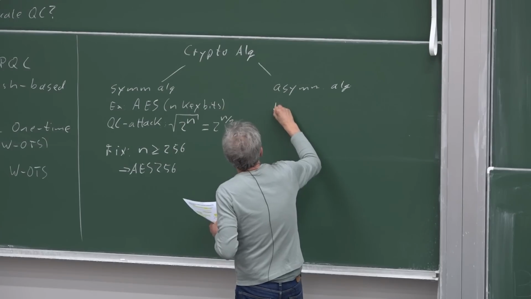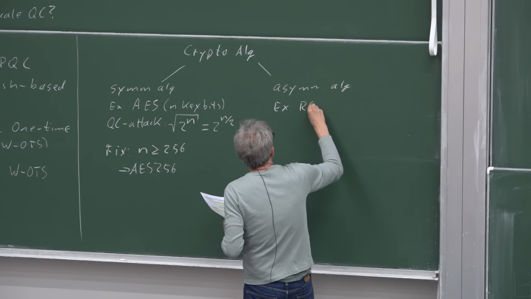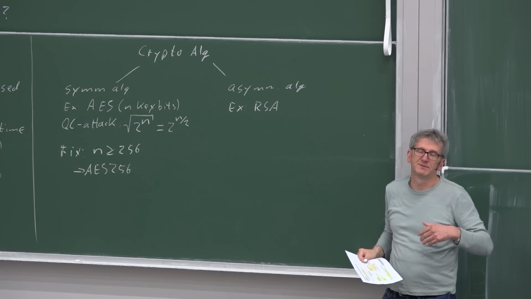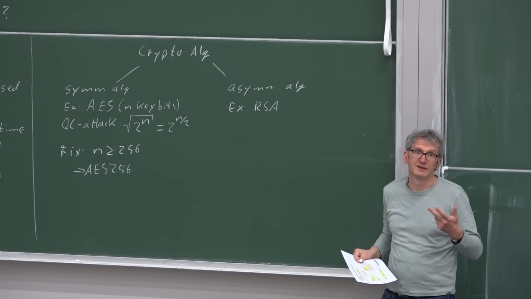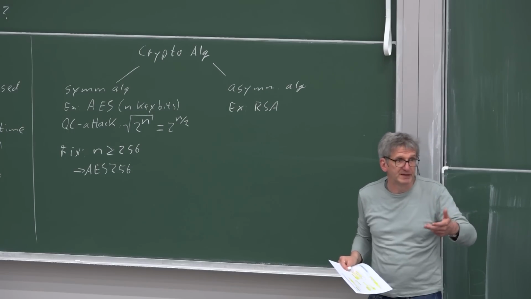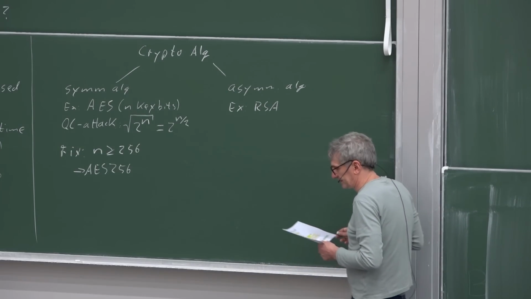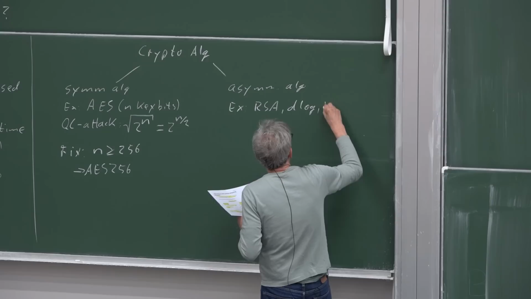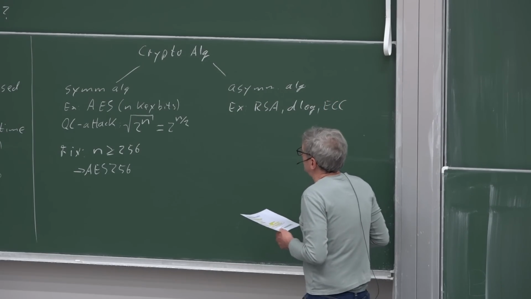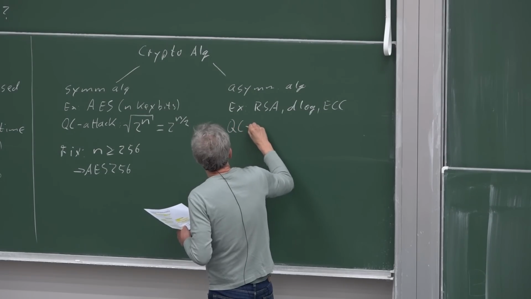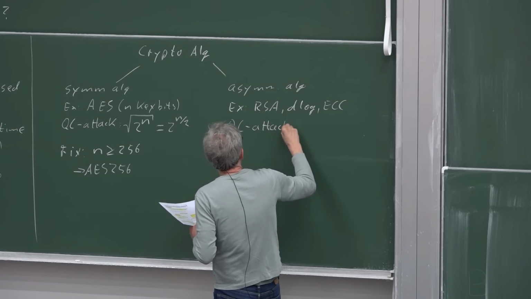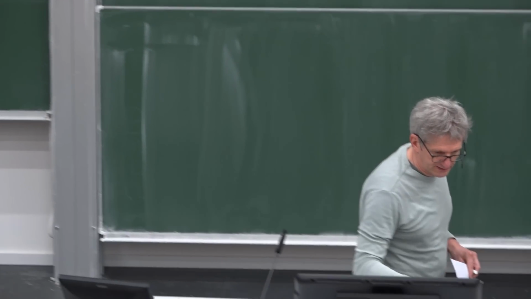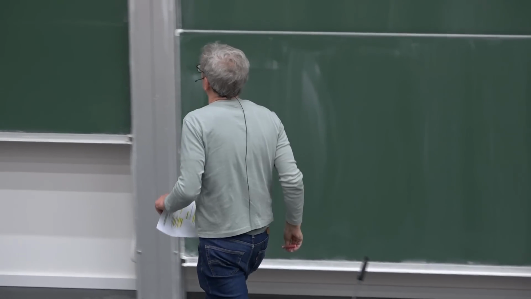So what are the example algorithms? There are only three families, actually there are more families, but there are only three families of asymmetric cryptography that are in use nowadays, meaning implemented in our browser, implemented in WhatsApp and Signal. This is RSA, discrete logarithm, and elliptic curve, ECC, okay? What can we do with a quantum computer attack? And I have to switch to my second favorite color, red: completely broken, okay?